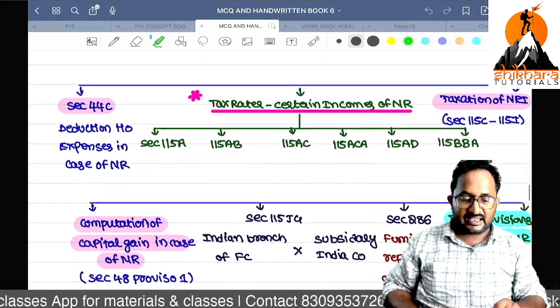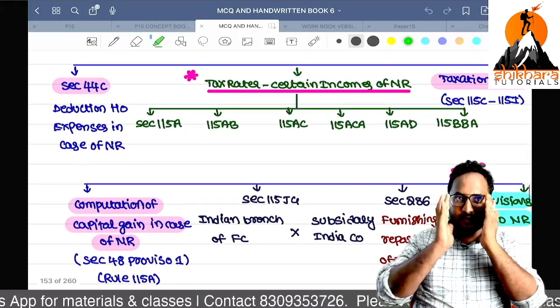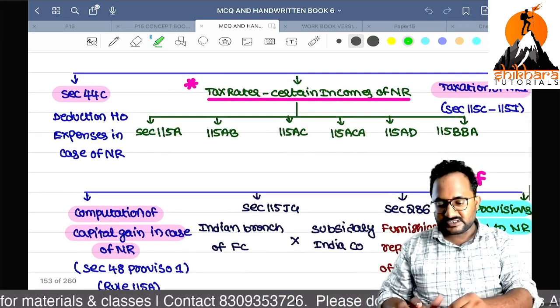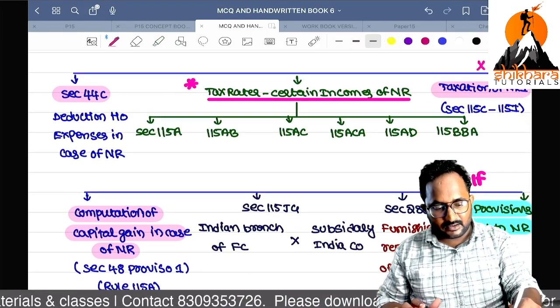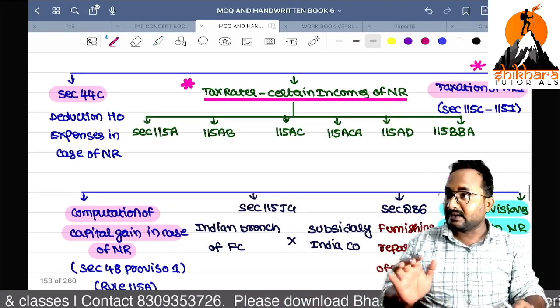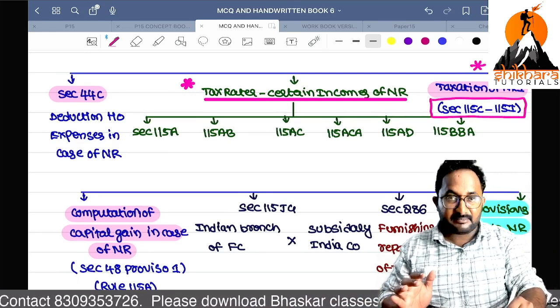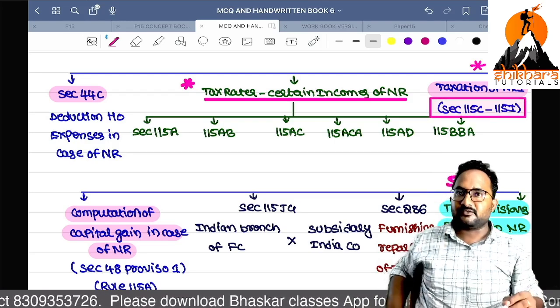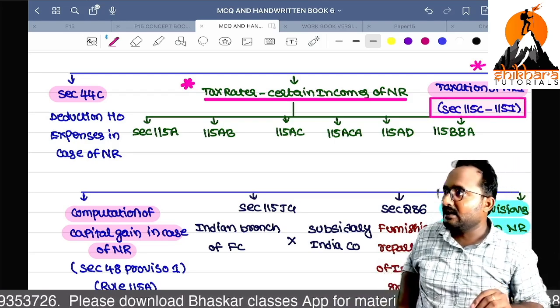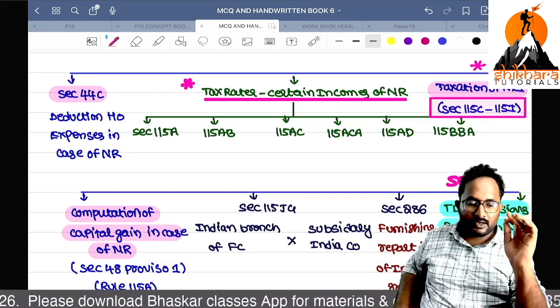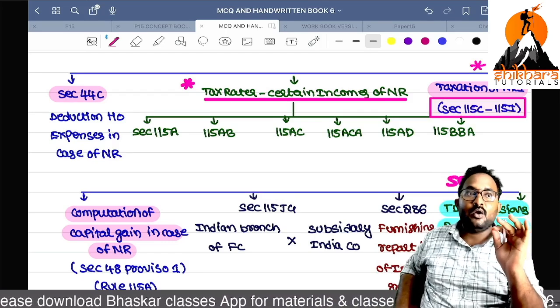Shall we start the NRI provisions, ma? Most important. Mostly they are giving questions from this concept, non-resident what, ma? Indian. NRI. This is a separate chapter in the Income Tax Act 1961. Chapter means we have a different provision. Taxation of what, ma? NRI. Non-resident individual. So section 115C to 115I.